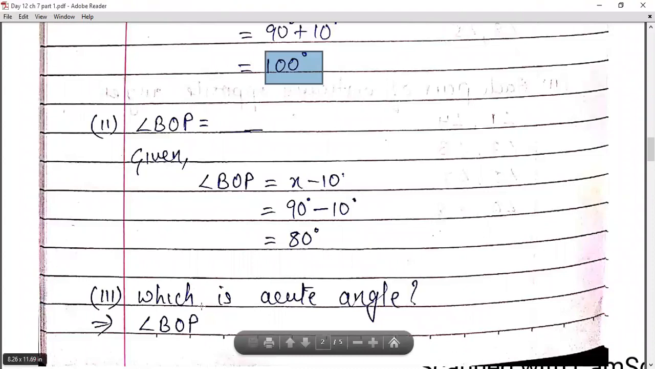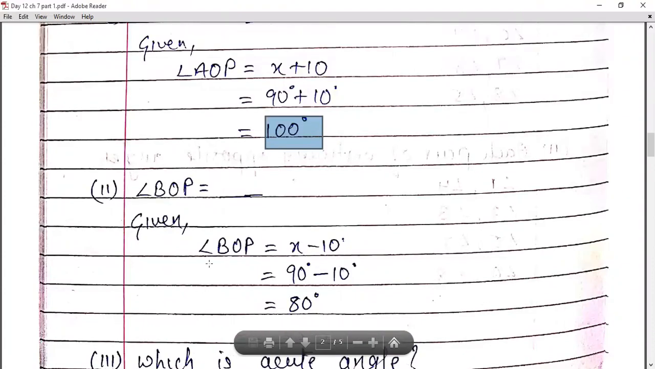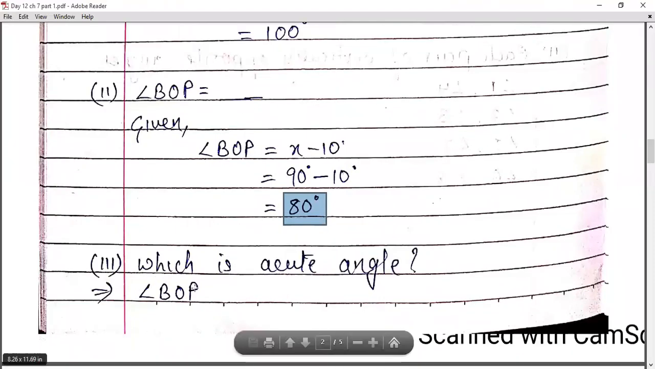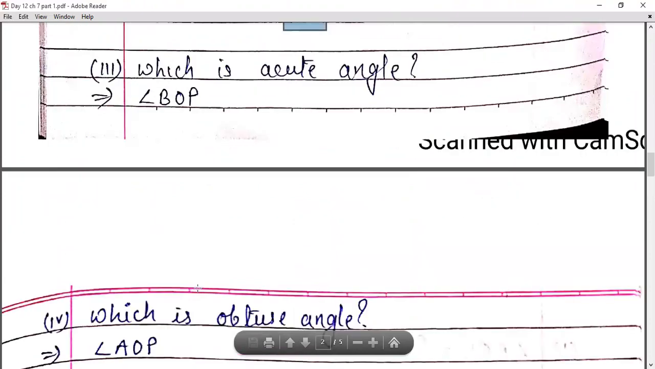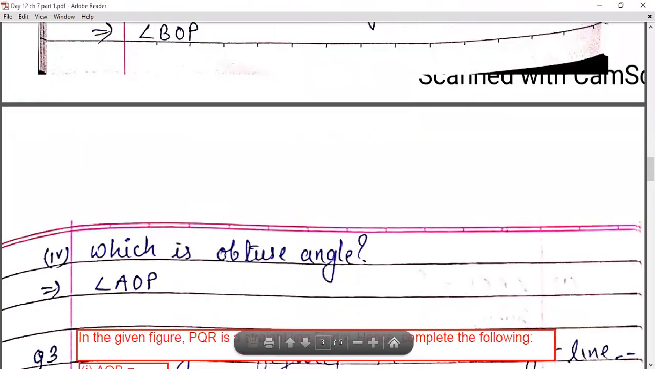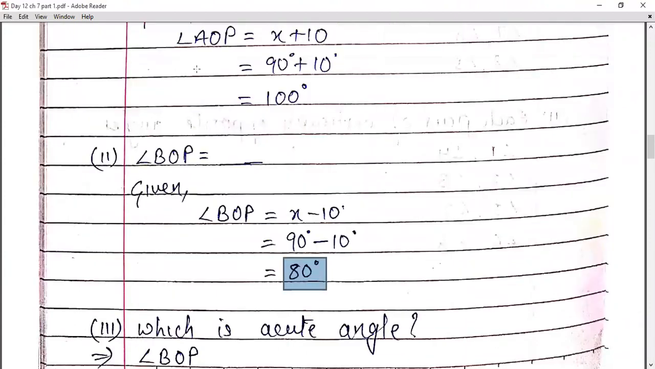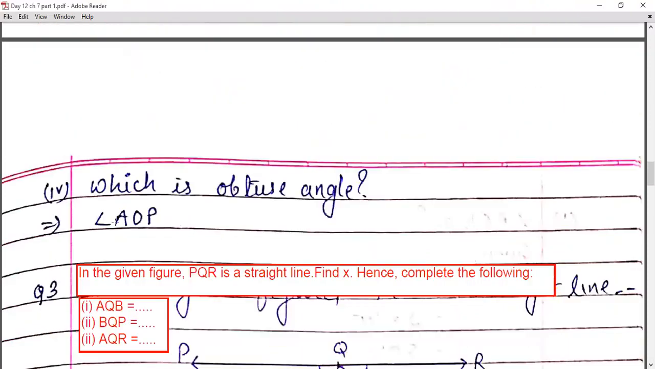You need to find which is the acute angle. This is part 3. As you can see, you can compare: angle AOP is 100 degrees, which is an obtuse angle. Angle BOP is 80 degrees, which is an acute angle. Less than 90 degrees is called acute angle. So angle BOP is acute angle. The fourth part says which is obtuse angle. So we just discussed angle AOP is 100 degrees, which is greater than 90. So angle AOP is obtuse angle.